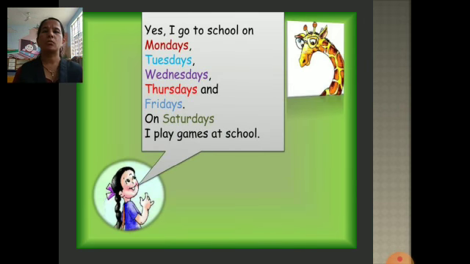Yes. So yes, I go to school on Mondays, Tuesdays, Wednesdays, Thursdays and Fridays. On Saturdays, I play games at school. So Haldi is saying she goes to school every day. So in a week, 6 days she goes to school because Sunday is a holiday. And especially on Saturdays, what does she do in school? She plays games at school.